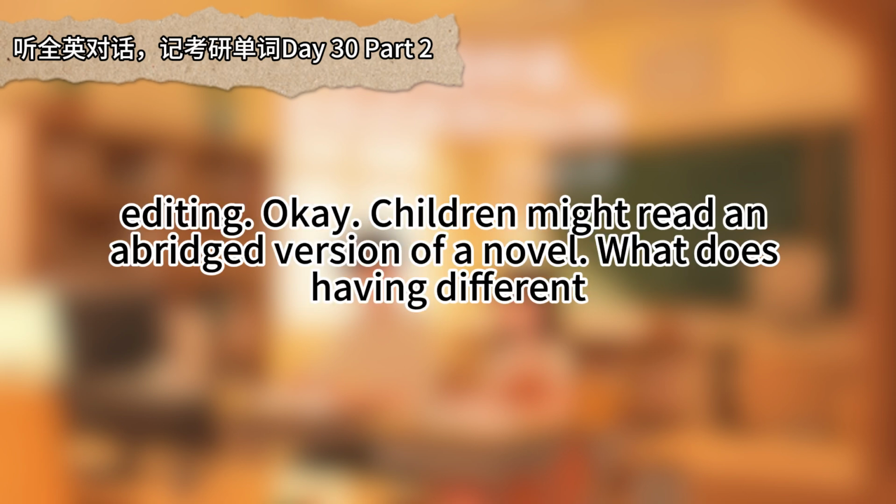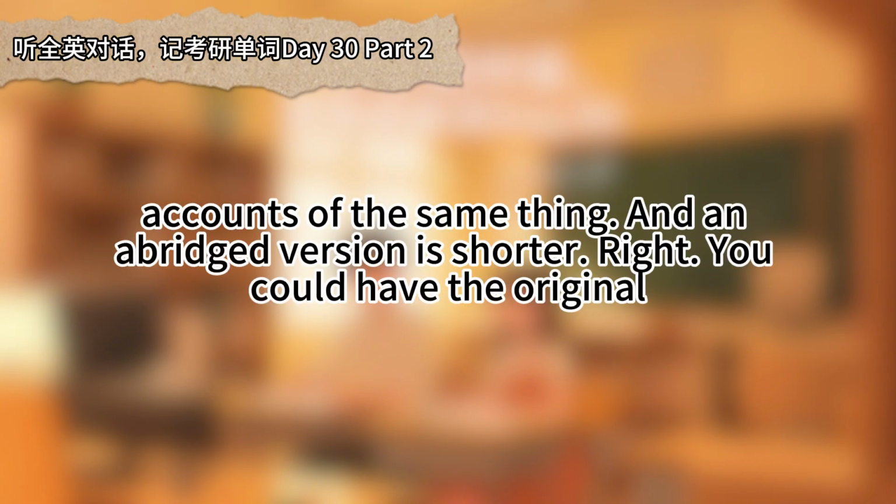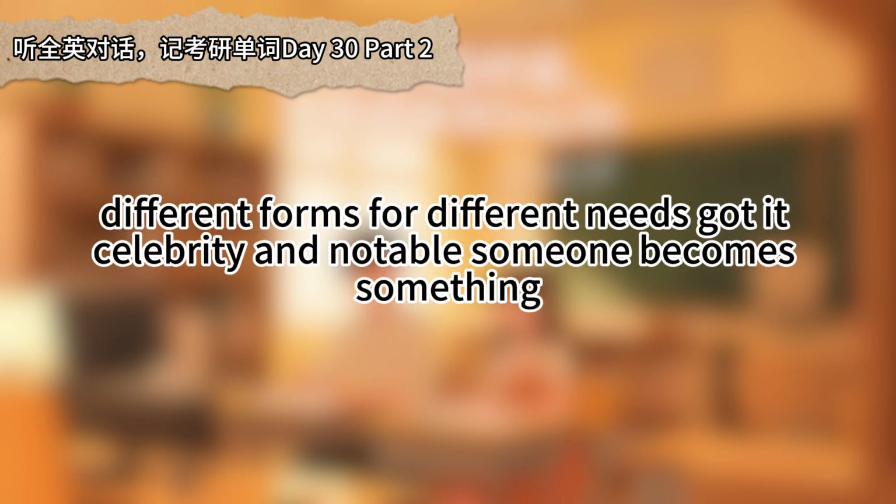Okay. Then version. Children might read an abridged version of a novel. What does having different versions tell us? It suggests that something can exist in different forms, maybe different accounts of the same thing. An abridged version is shorter. Right. You could have the original version, a revised version, a simplified one, different presentations of the same core content. Different forms for different needs.